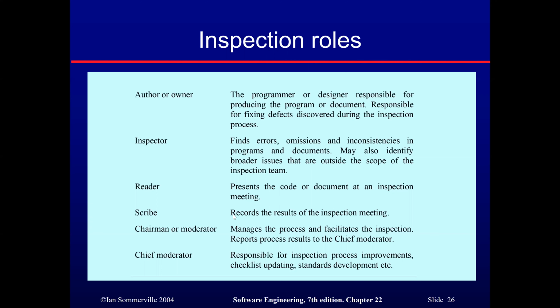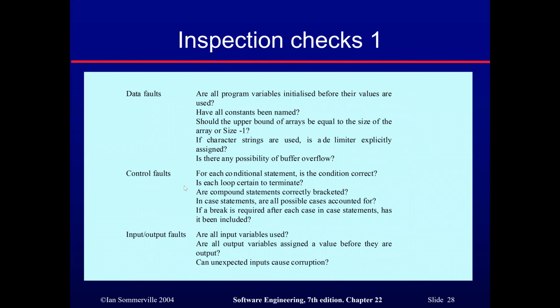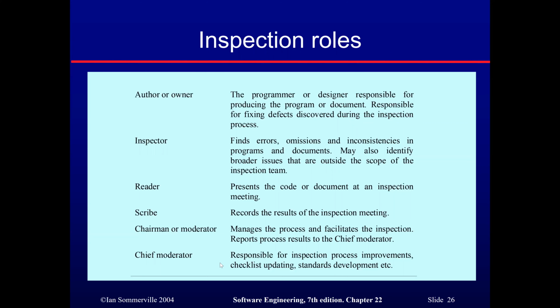The scribe is the one who records the results of the inspection meeting. The chairman or moderator manages the process and facilitates the inspection. It reports process results to the chief moderator. And the chief moderator is the one who is responsible for inspection process improvements, checklist updating, standards, and development.